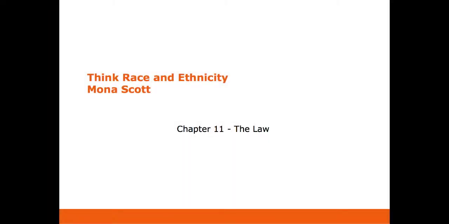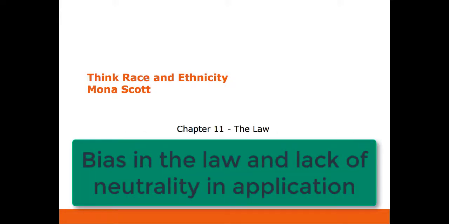In this chapter on the law, we're going to be looking at how the law impacts different groups of people and how it creates different outcomes. We think of the law as neutral, but it's not. As I said, the law is not neutral. It can maintain bias. Sometimes it's obvious, sometimes it's subtle, but there are biases towards different groups.